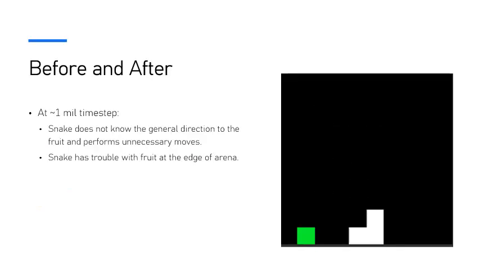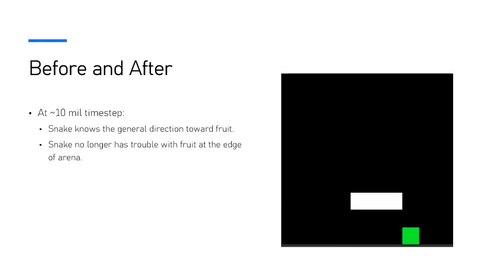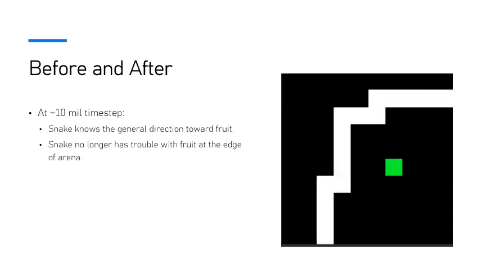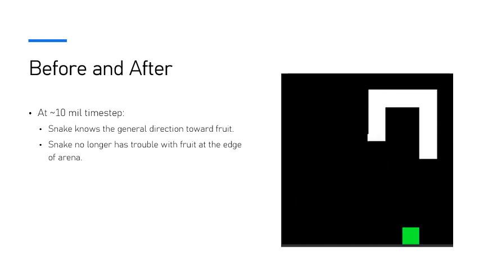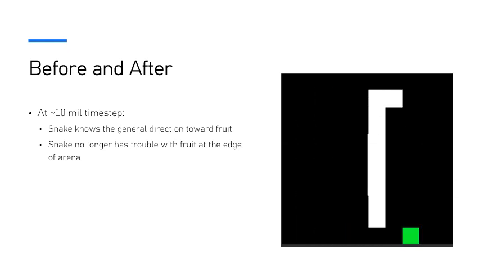Here we can see that in the first 1 million steps, the snakes are actually not doing anything. It takes a long time before they can eat the fruit. This applies to both the PPO and A2C algorithms. And here we can see that after 10 million time steps, the snakes are eating much faster and generally know where the fruit is.